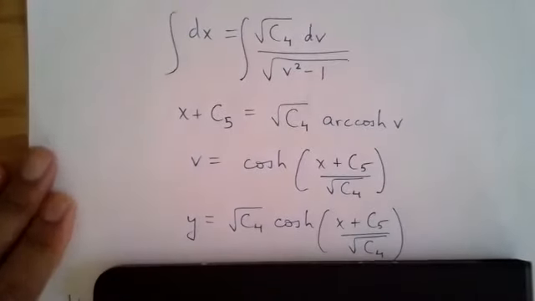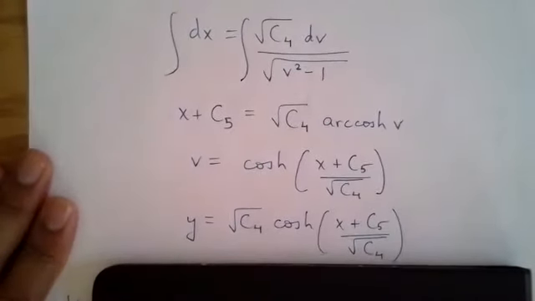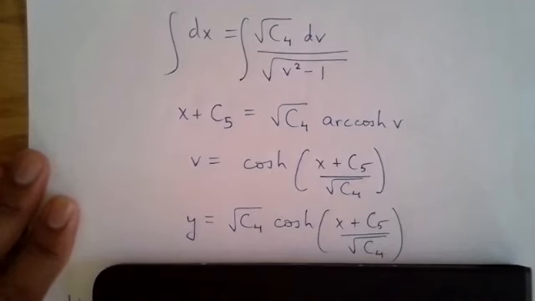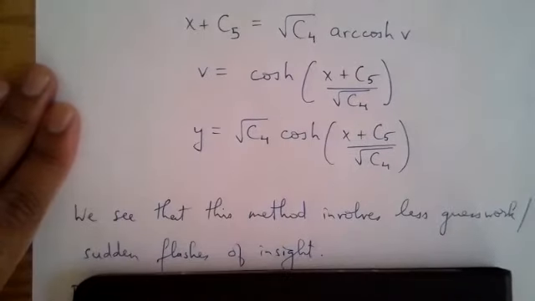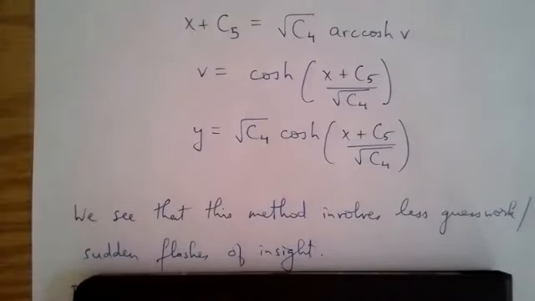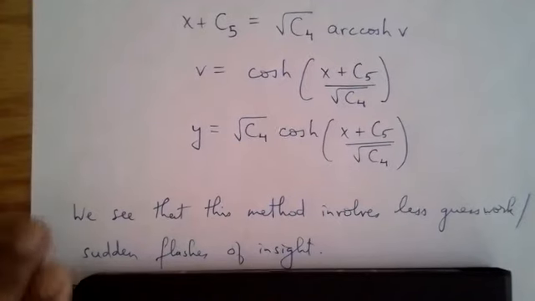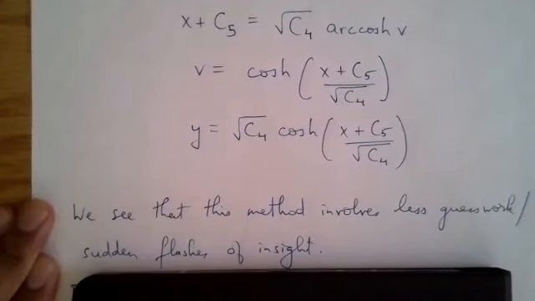But here is our final solution, which, as you might notice, looks pretty similar to the one that we got in method 1. And so we noticed that this method, compared to method 1, involves less guesswork or sudden flashes of insight, and so is a lot easier. And the main thing to keep in mind there is that sometimes in problems you will have a choice of which variable to make the dependent variable and which one to make the independent variable. And sometimes one of those will be easier than the other.